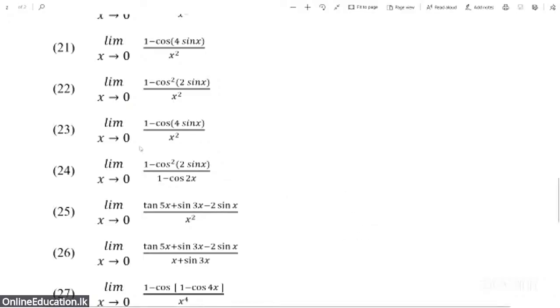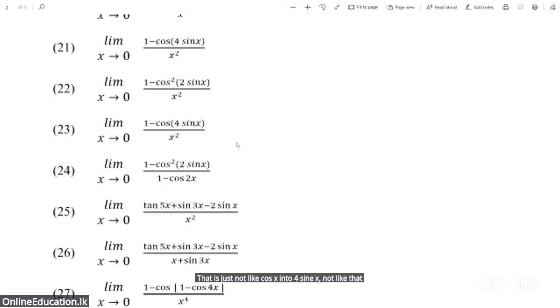Right, we will do these questions. Can you please tell me some method to do these ones? 1 minus cos 4 sin x over x squared. What can we do? These four are all the same type of questions. Cos 4 sin x is not cos x into 4 sin x, not like that. This is cos of 4 sin x.